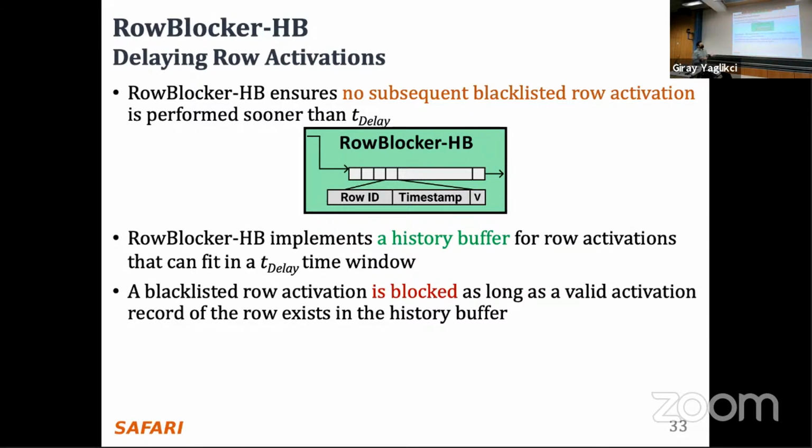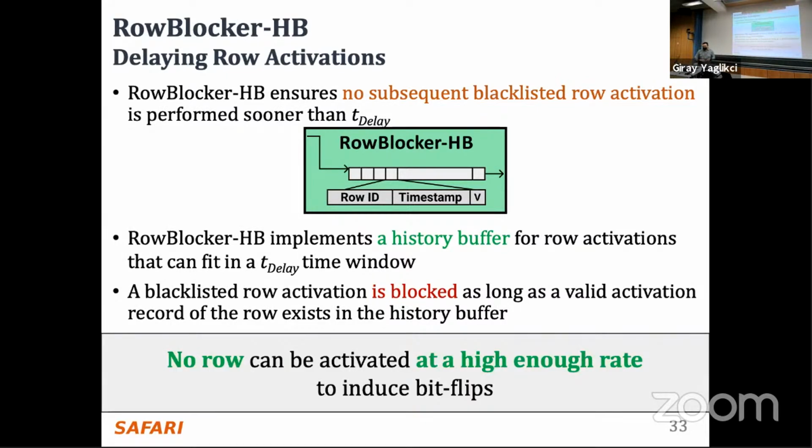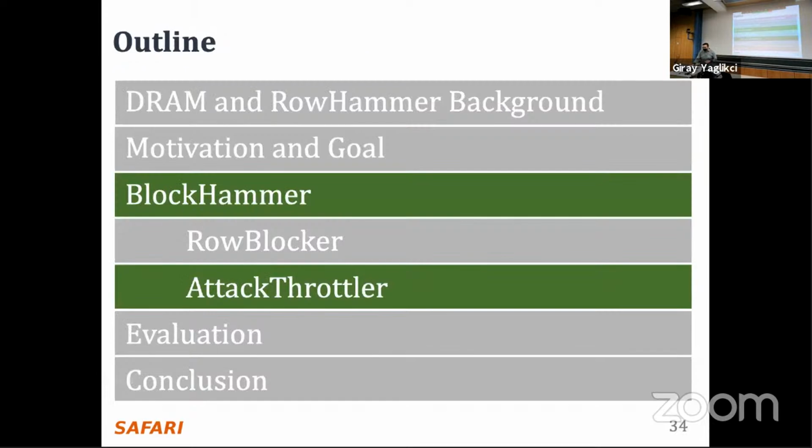So what RowBlocker does is it queries this history buffer. If it can find a record that is valid, it means that we already activated this row in the past tDelay time window. So if the row is blacklisted, it is not RowHammer safe, and we should block this row activation. With this mechanism, no row can be activated at a high enough rate to induce RowHammer bit flips. So we deterministically ensure that no row can exceed this threshold.